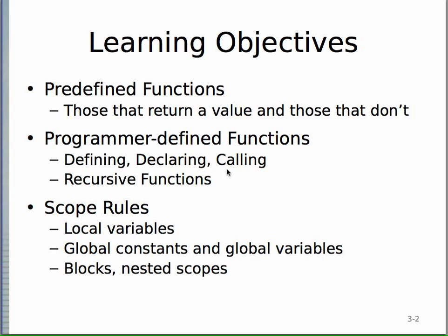Alright, so for this chapter our objectives are to look at predefined functions. That is, in Java you might have used math.square root. Those kinds of things exist in C++ too. So we'll look at some functions that return a value. For example, square root does return a value, and there are some things that don't. For example, in Java we had system.out.println. Well, we don't have that exactly in C++, but we have something similar. We have a printf function, for example.